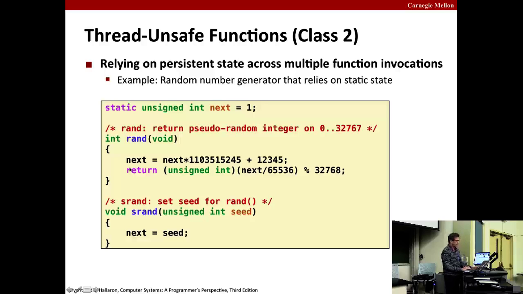And then each iteration of rand does an operation on the seed. So the next value that's going to be used is a function of the previous value. And then it returns a pseudo-random number that's a function of that next value. Okay, so each time you call rand, you're relying on this next value that was computed by the previous time that you called rand. Now this is perfectly fine, and there's no problem with this in a non-threaded situation.